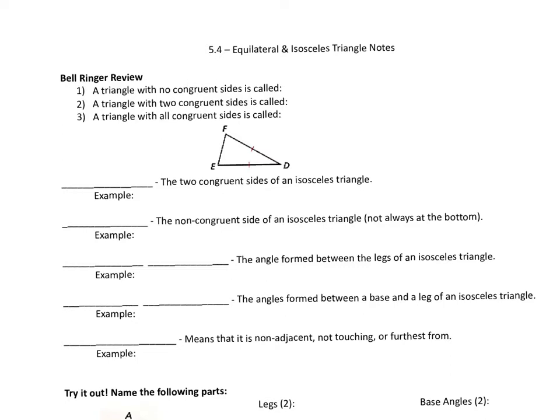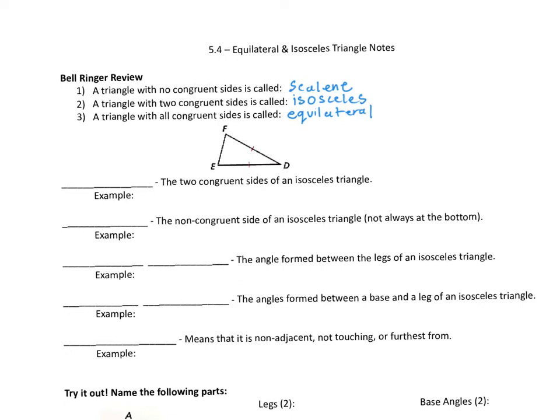A triangle with no congruent sides is called... remember, no sides are congruent. We are dealing with a scalene triangle. A triangle with two congruent sides, meaning two sides that are equal, is isosceles. And then finally, the last triangle with all the sides congruent or equal. It's in the name: equilateral. Equilateral is just a fancy word for saying all the sides are congruent or equal.